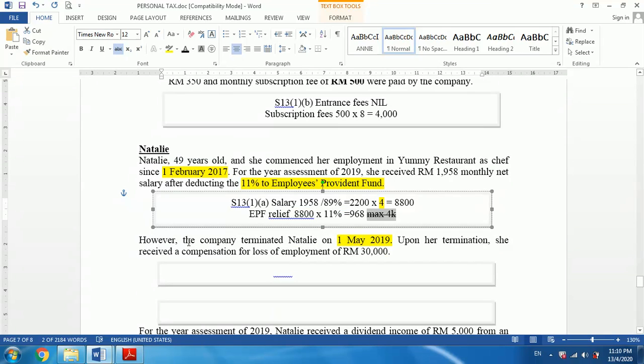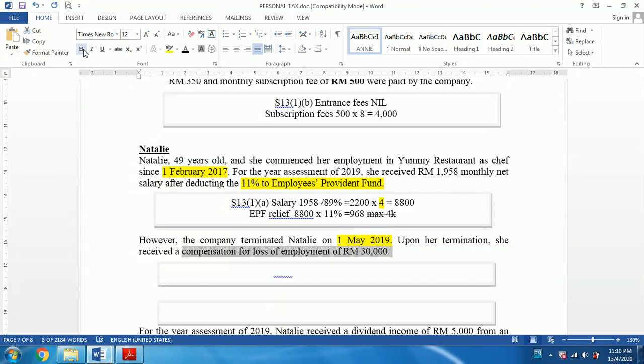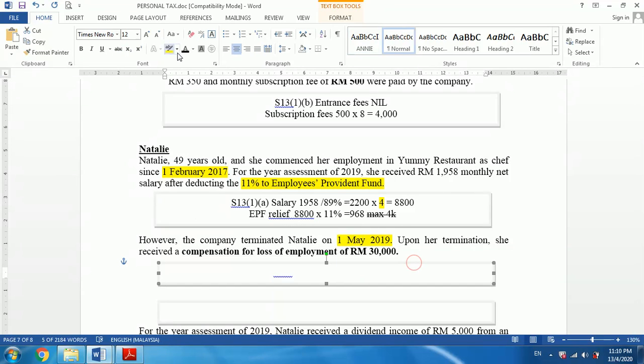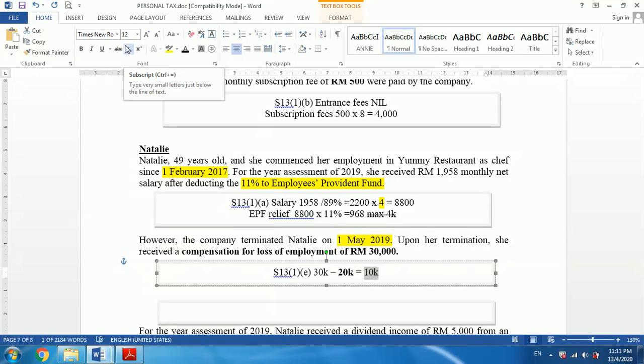And next, when the company terminated Natalie in May, the company paid her a compensation for loss of employment. So the compensation for loss will be recorded under 13(1)(e), and the compensation gets an exemption of 10K per completed year. So she has been working in the company from January 2019 to May 2019, which is a total of 2 years and a few months plus. So we take into consideration the completed years, which is 2 years times 10K, so 20,000. She just needs to pay tax on the compensation, which is 10,000.